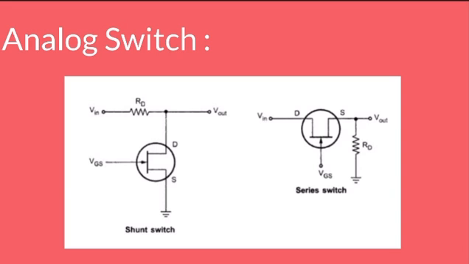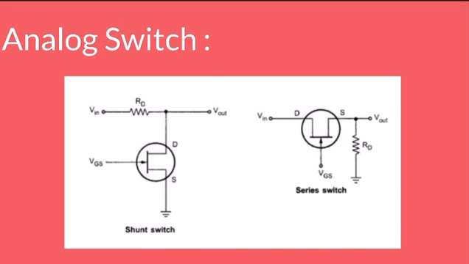Here the switch can be either a shunt switch or a series switch depending on its position with respect to the input and output. Here we have the images for both the shunt switch and the series switch. These are the two diagrams for the shunt switch and the series switch.